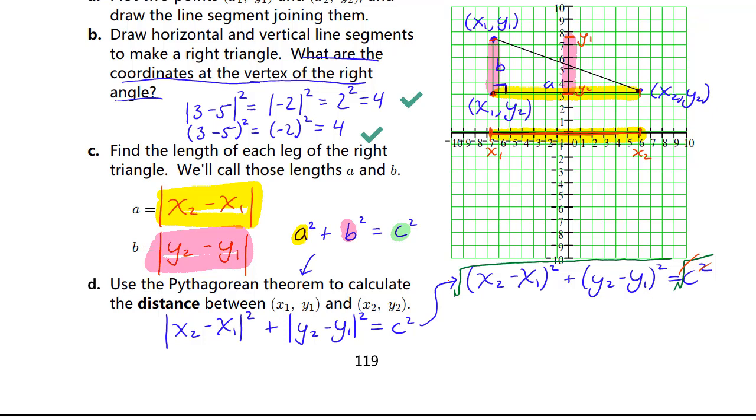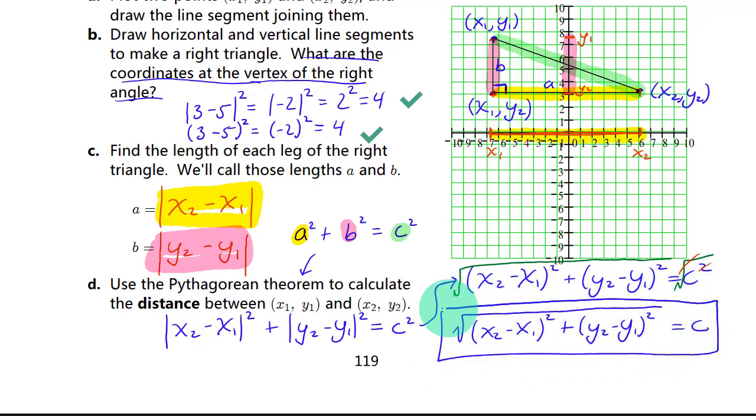So in other words, this distance that we're trying to find, this horizontal line here, or sorry, not horizontal, diagonal line, the length of that is the same as the square root of x2 minus x1 squared plus y2 minus y1 squared. That is equal to c. And that is how you can find the distance between any 2 points.